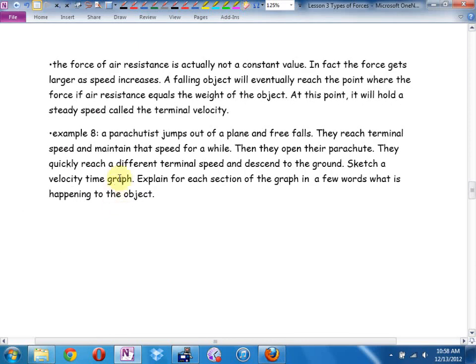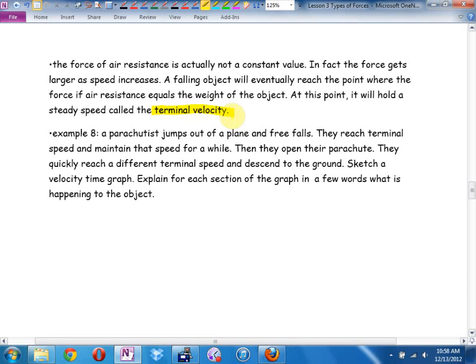So, turn the page, or next page over. Yeah, it is turn the page now, right? Force of air resistance is actually not a constant value. It gets larger as speed increases. Eventually, a falling object will reach the point where the air resistance equals the weight, mg. We call this terminal velocity. And I can change terminal velocity because it has to do, Zach, with how much cross-sectional surface area is exposed to the air.